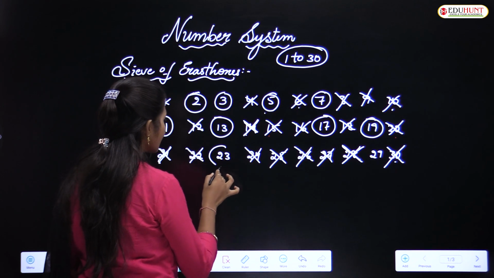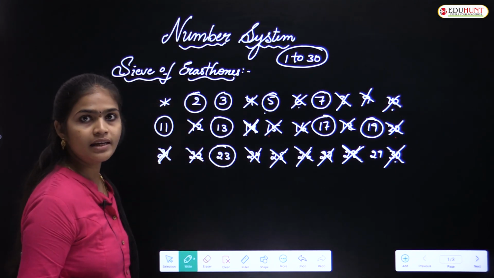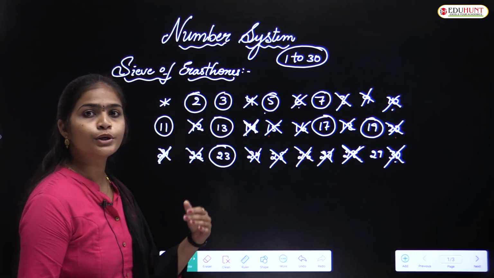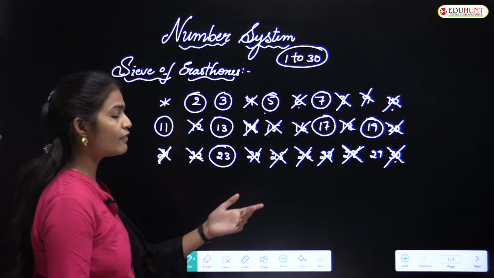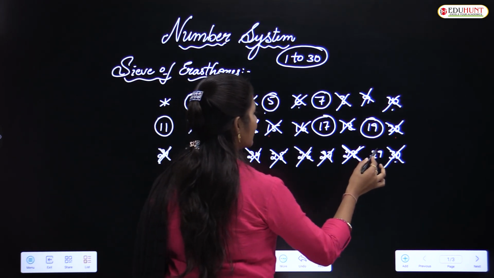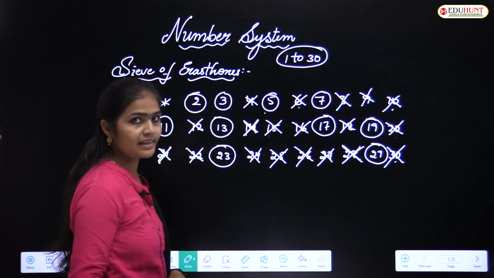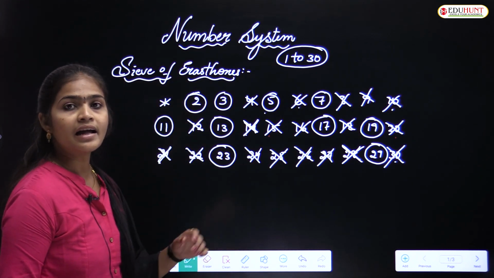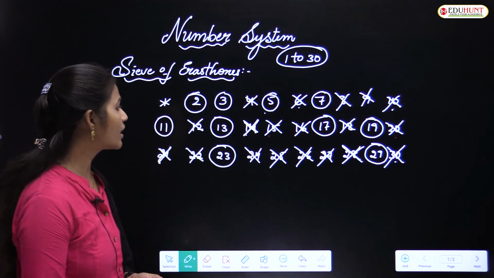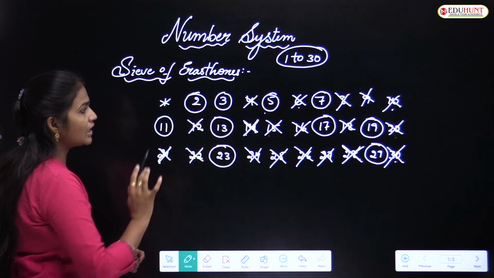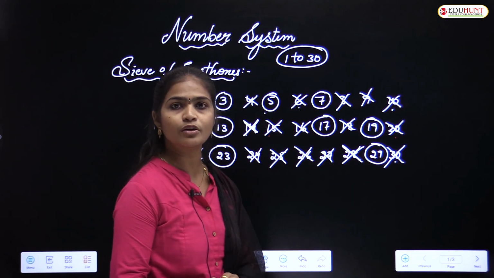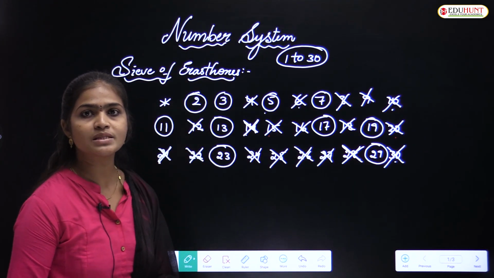Here the starting number is 23. So the 23 table: 23 ones 23, 23 2s 46. 46 is not there, so leave that. Next is 29. 29 ones 29 and 29 2s 58, that is not there here, so leave that. Now I have taken 1 to 30 here. Once observe whether all numbers are completed or not. Some numbers we circled, some numbers we crossed out.